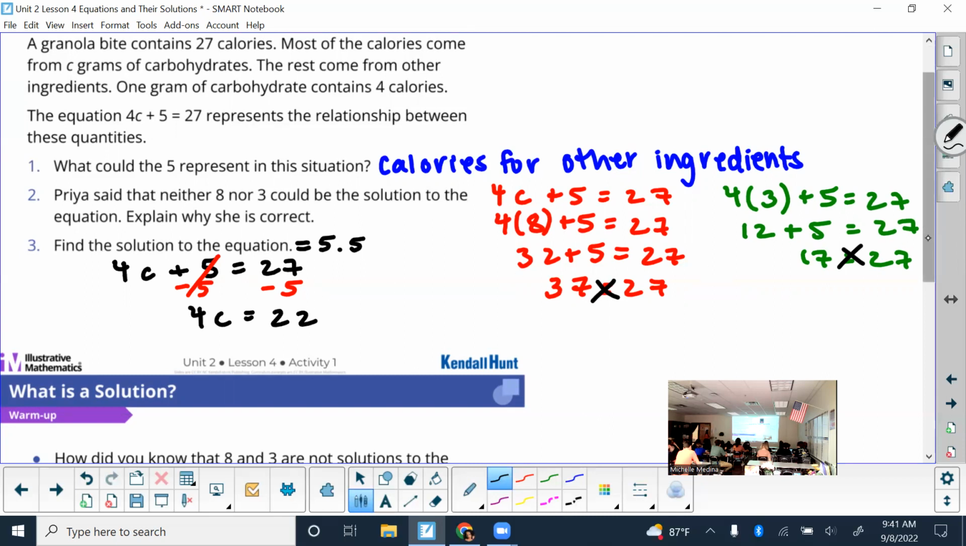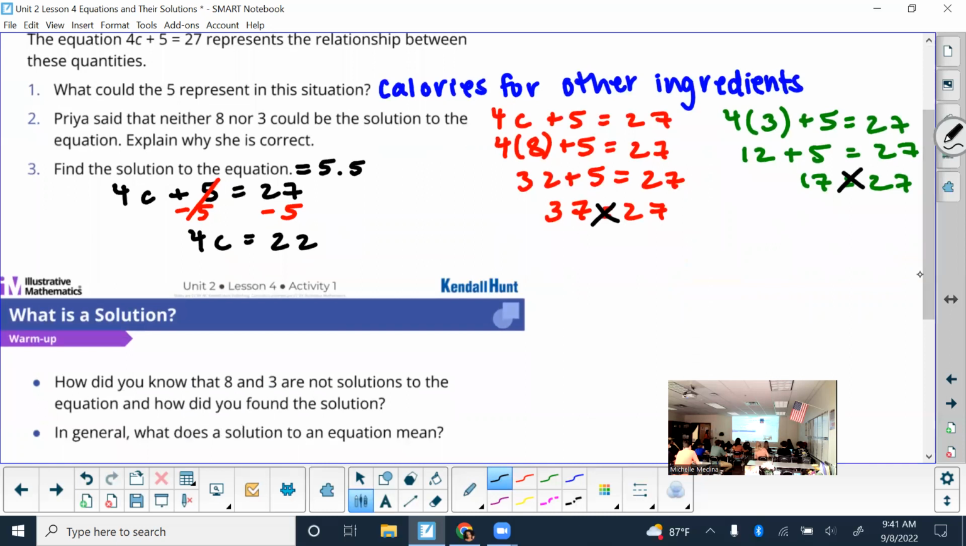What's currently being done to the C right now? What is that 4 doing to the C? Multiplying. When they're smushed together, that implies multiplication. What's the opposite of multiplying? So we're going to divide. Whatever you do on one side, do to the other side. What's 4 divided by 4? It's 1. What's 1 times C? C. So now the C is by itself.